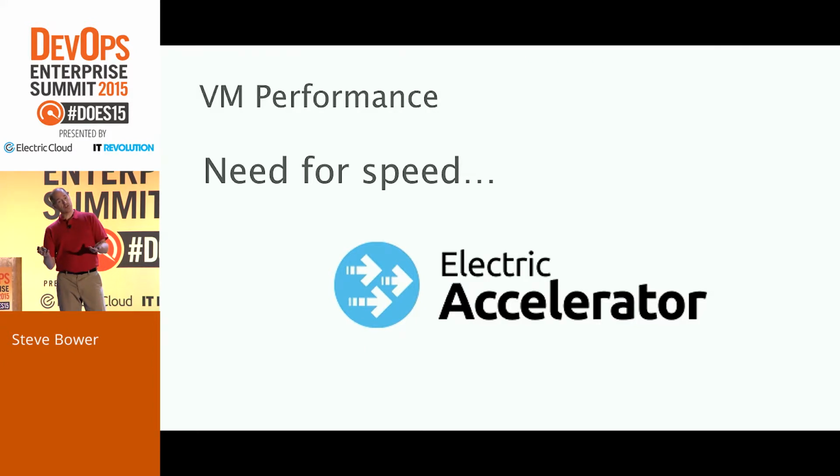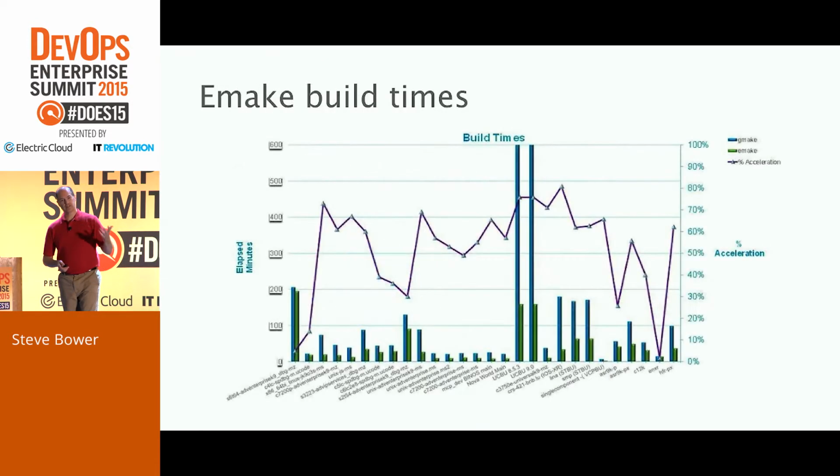And now the horsepower inside the VM really doesn't matter anymore because it's not really doing much. It's sitting there waiting for you to type. It's saving your editor files. And when you run your build with Accelerator or Emake, all of the actual processing happens out on the cluster. So this is cool. Here are some results.